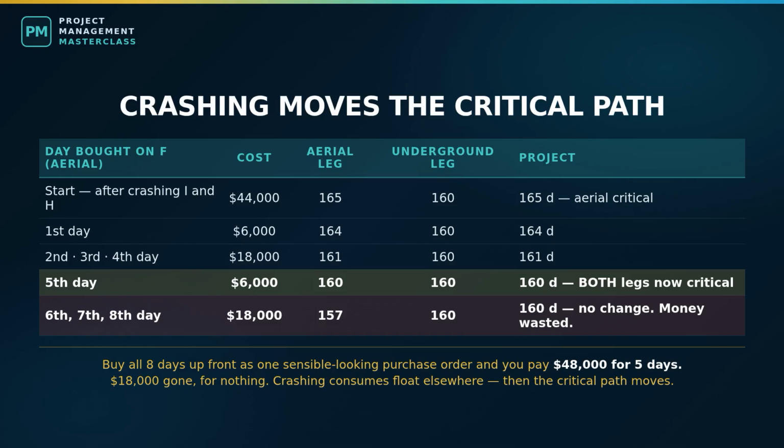If you had bought all 8 available days of aerial compression up front in one purchase order, you would have paid $48,000 and received 5 days. $18,000 gone for nothing. To go below 160, we now have to shorten both legs at once, which means attacking something after the merge. Fiber pulling, $7,000 a day, 4 days, $28,000. That works because it is on both paths. 156 days. Final tally on the crashing route, 19 days saved, $102,000 spent.